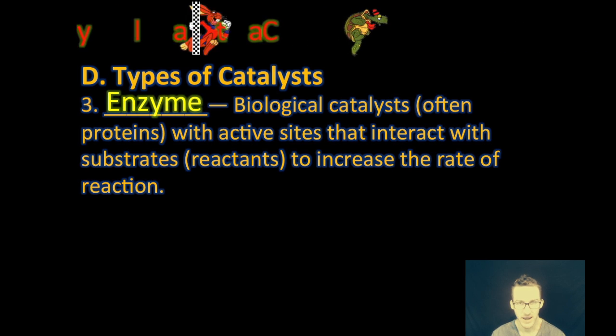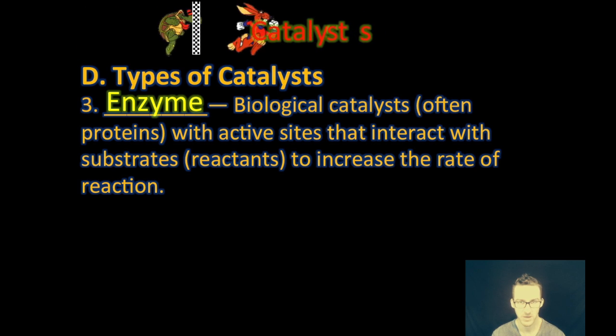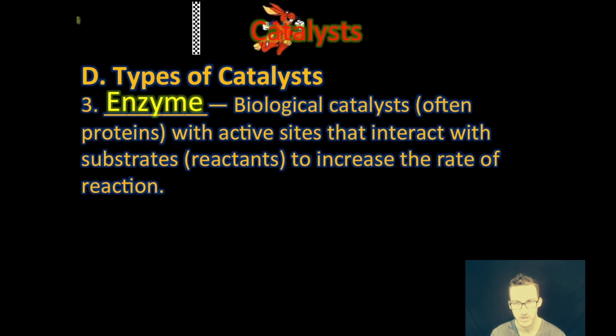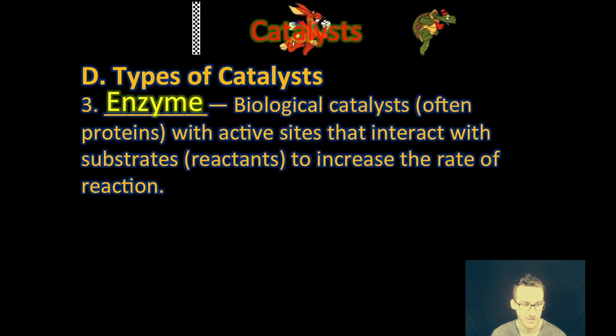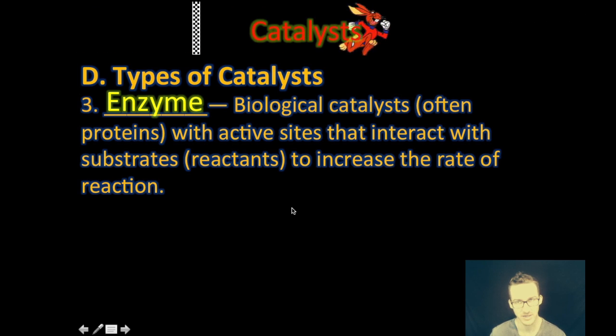And then lastly, we've got enzyme catalysts, biological catalysts, often proteins, with active sites that interact with substrates, or your reactants, to increase the rate of reaction. So three types: acid-base, surface, and enzyme catalysts. And that, in a nutshell, is what you need to know for catalysts for the AP Chemistry exam.